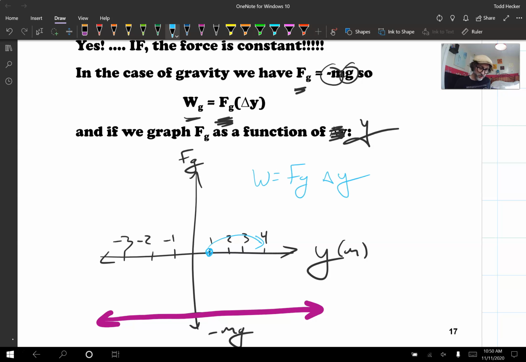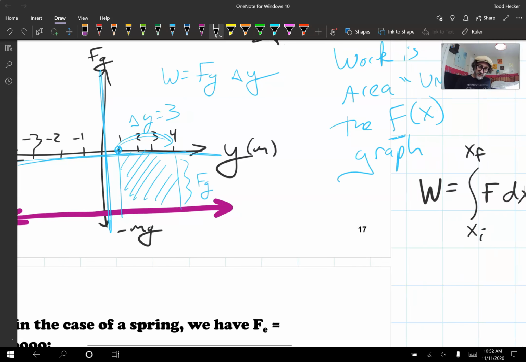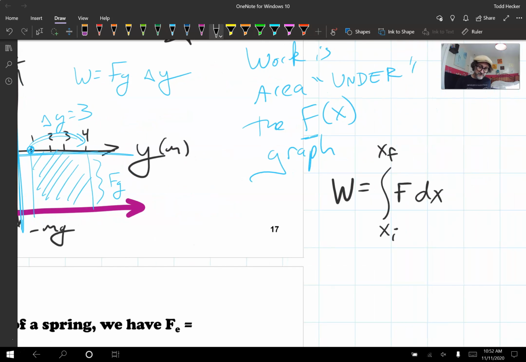Okay? So what I'm hypothesizing then is this. I think we can do this. I think what we are learning here is that to calculate the work done by a variable force, we're going to integrate the force with respect to position from our starting position to our ending position. Okay? So if you're given the graph, you find the area. If you're given the function, you're going to integrate the function.